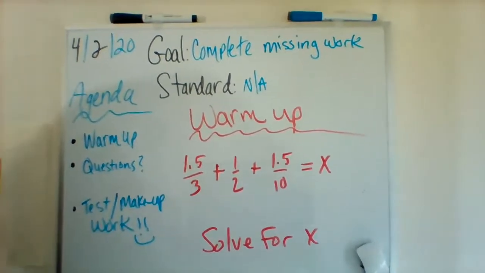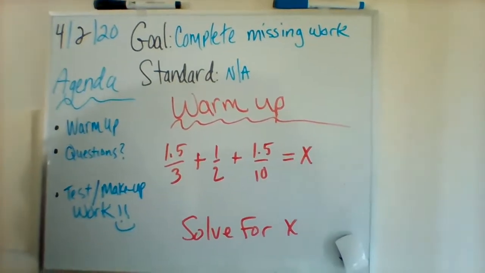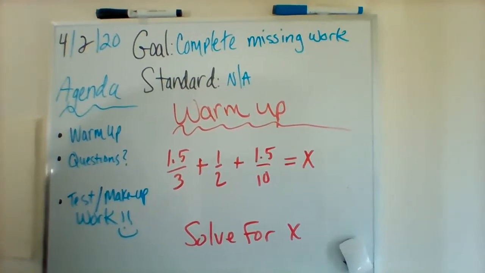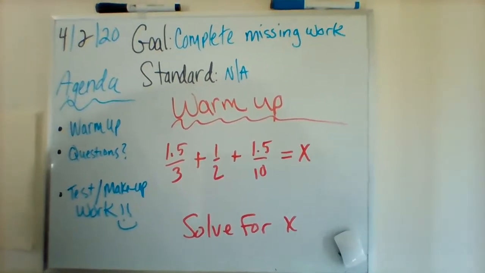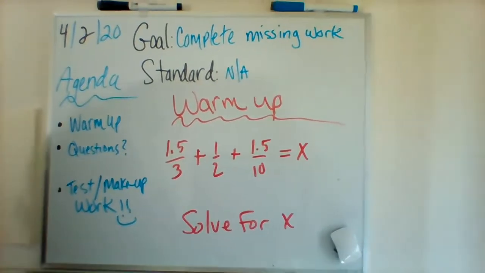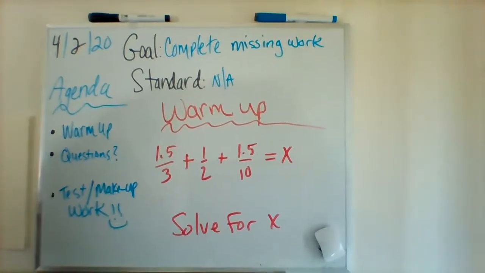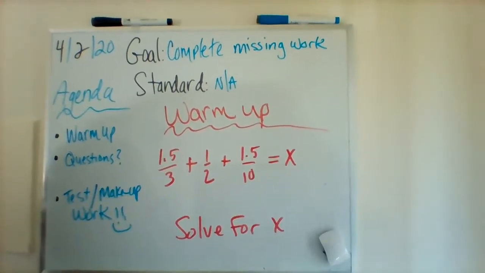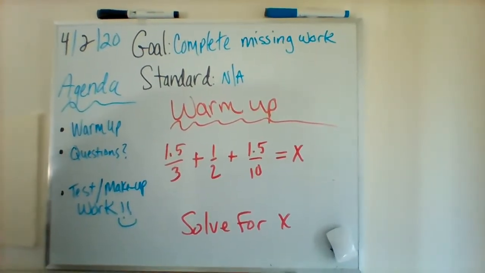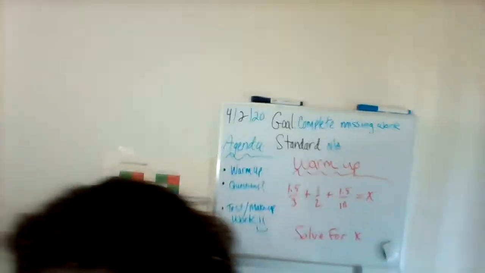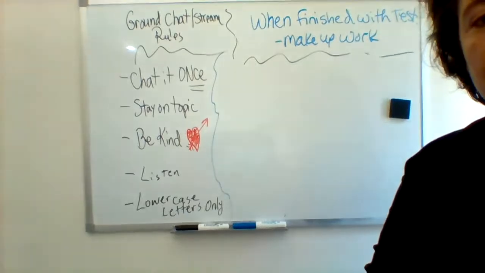We have a combination of decimals and fractions. That's 1.5 over 3 plus a half plus 1.5 over 10 all equals x. You have to solve for x. Stanford is sleeping. We're going to have to figure that out because he's got to catch up, and so do you. If you want to hang out with us, you can, because I can at least tell you what you should be working on. So let's solve this equation really quick. What would you guys do as a first step?